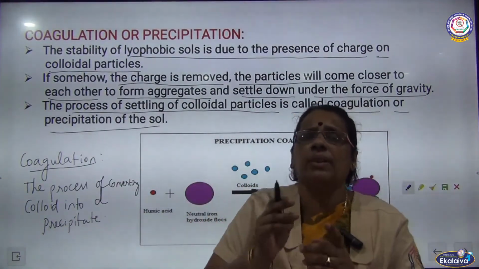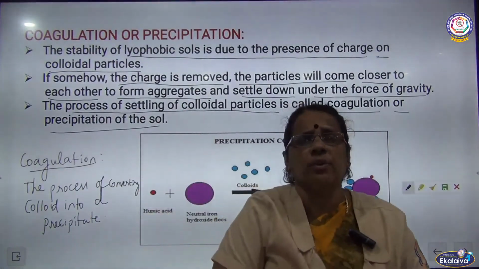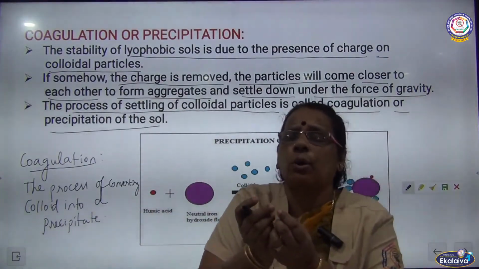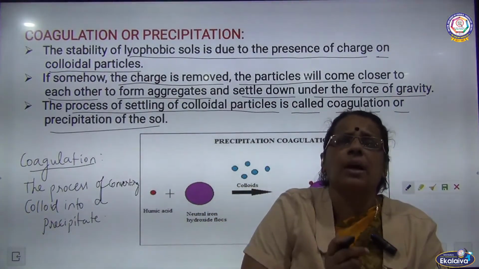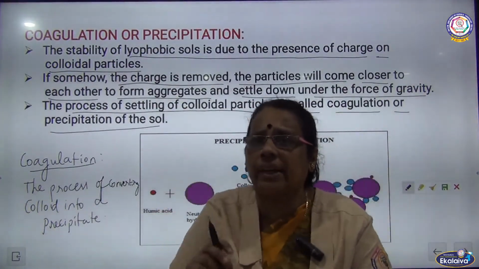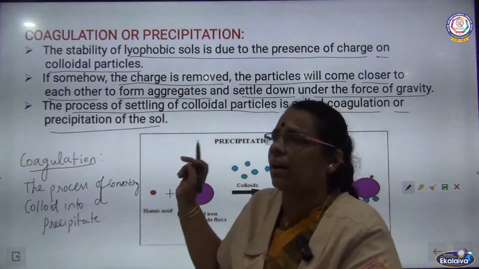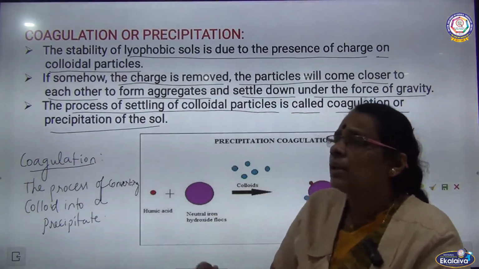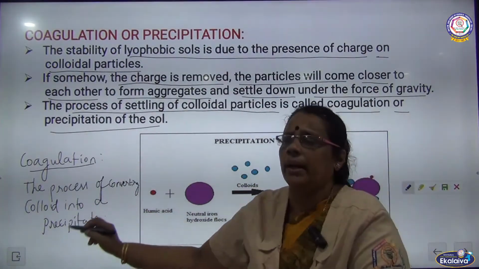Because of the presence of the charge, it acquires stability. If we remove the charge, what will happen? The particles come closer and form aggregates. As a result, the particles start to settle down under the force of gravity. This process of settling down of particles, we call coagulation. So what is coagulation? The process of converting a colloid into a precipitate.